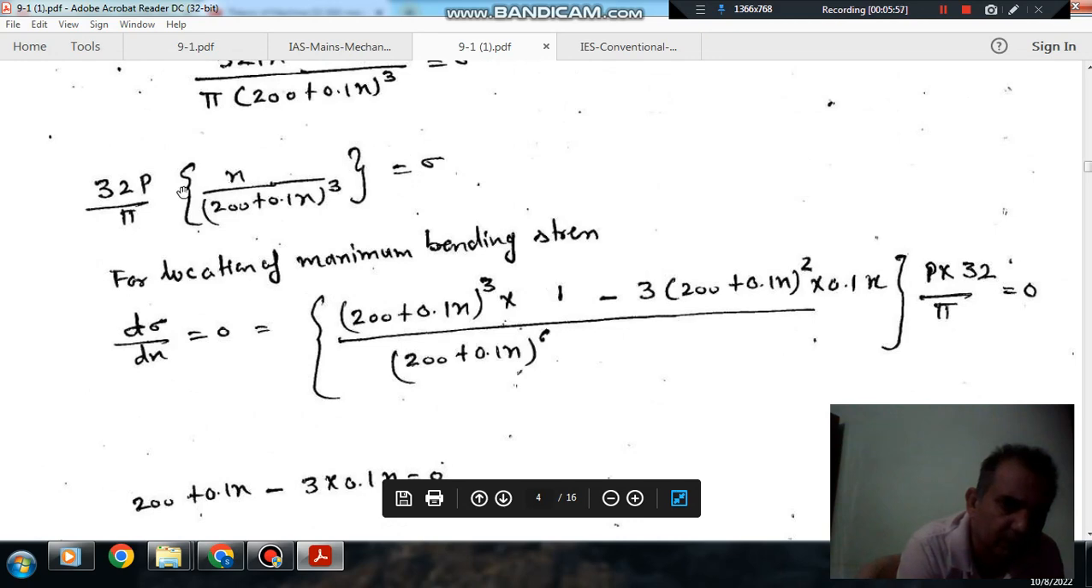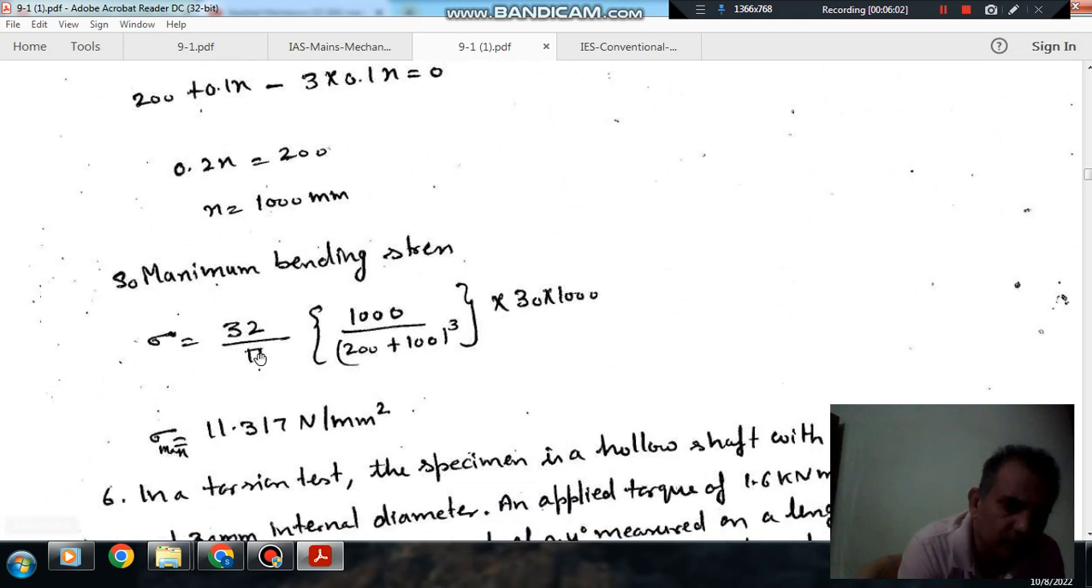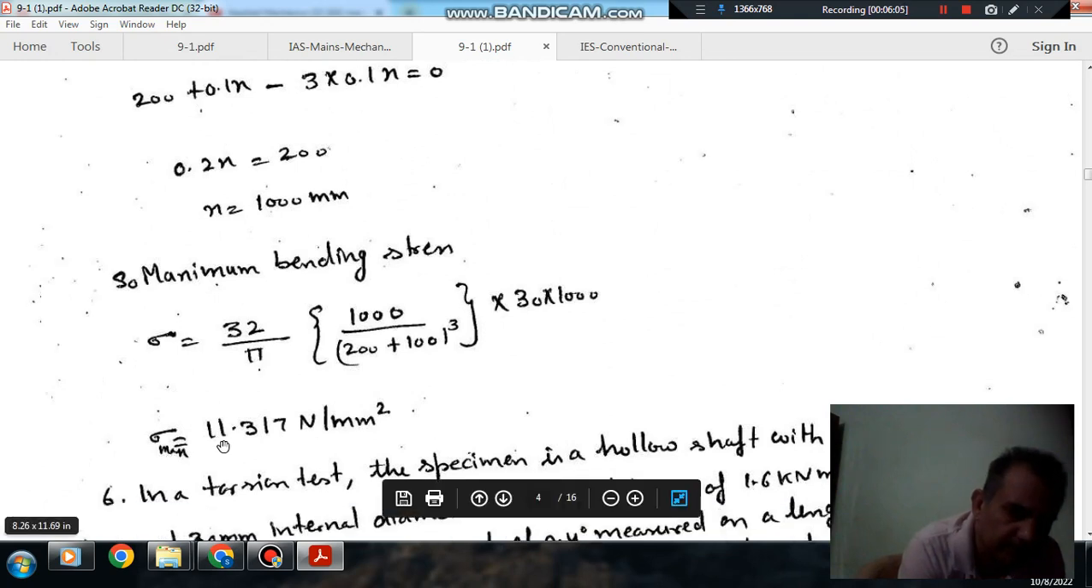So if we put x equal to 1000 mm and P equal to 30 kN, we can find out the bending stress. So that is here 11.317 Newton per mm square. So that is the maximum bending stress.